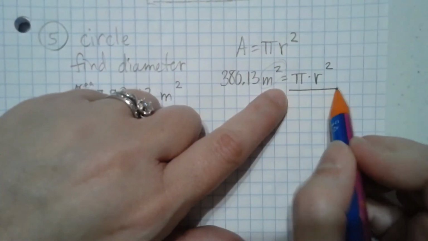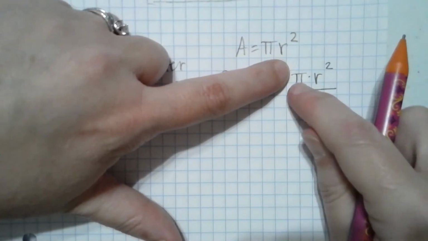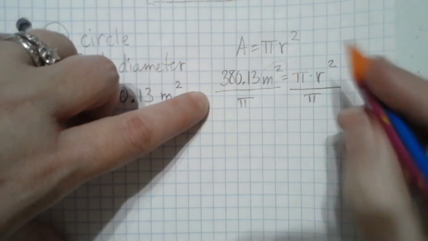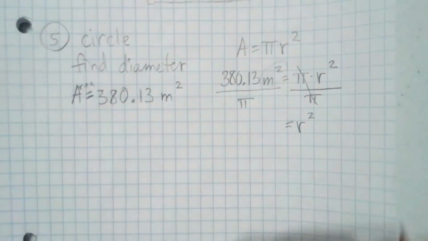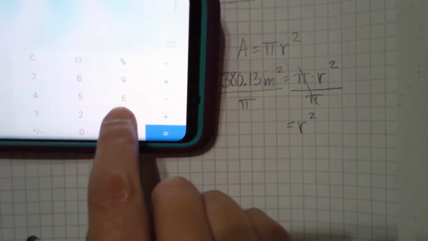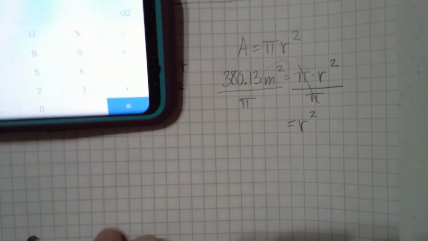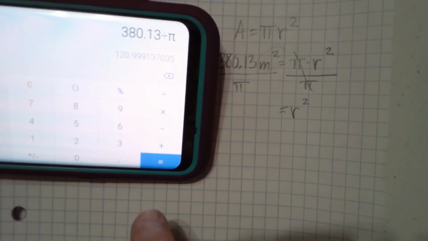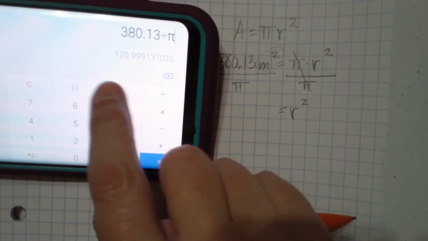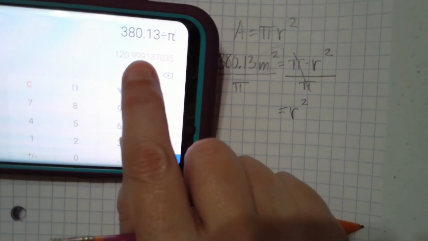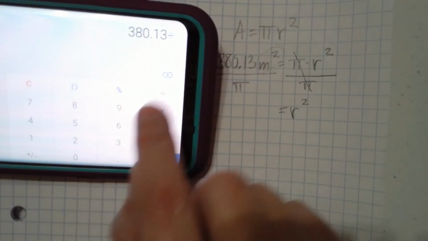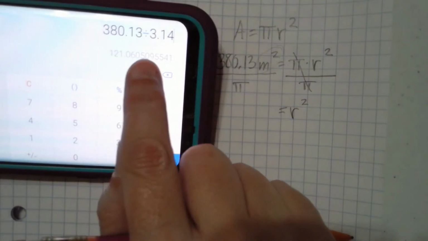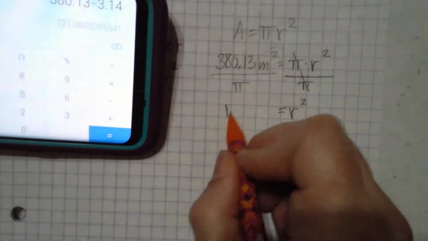But to undo, we're trying to get r by itself. So we've got to get rid of pi first. We're going to divide both sides by pi, and that will leave us with r squared over there. 380.13 divided by pi. If you don't have a pi button, you can use 3.14. My answer here is 120.999, so that's basically 121, right? If you divide by 3.14, it gives you 121.0 something. So we're going to use 121.